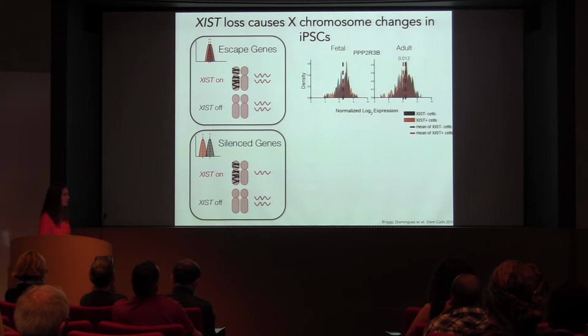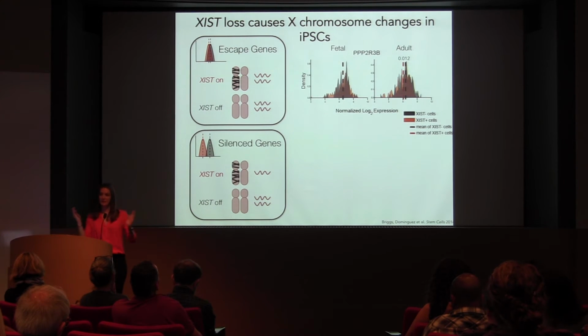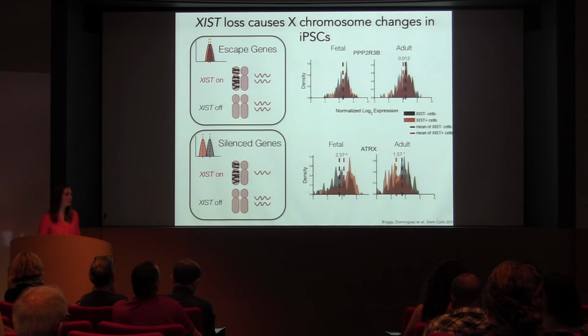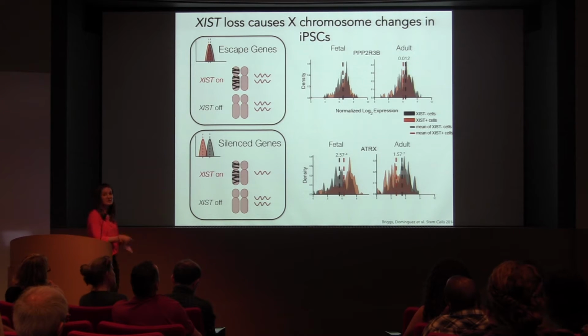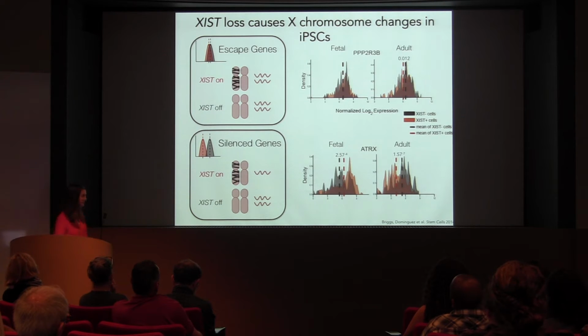Okay, and so the first one we looked at was an escape gene. You can see in the fetal cell line and in the adult line, although this difference is slightly statistically significant, you're not seeing a difference in the density plot and the median expression value of this gene. However, when we look at our silenced genes, and especially I'd like you to focus on the adult one, we see that the XIST negative population in black is actually statistically significantly increased compared to the XIST positive, suggesting we're getting more gene expression off this potentially reactivated X chromosome.